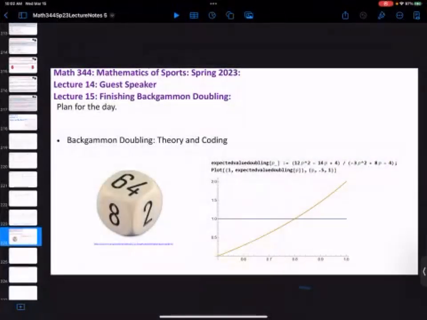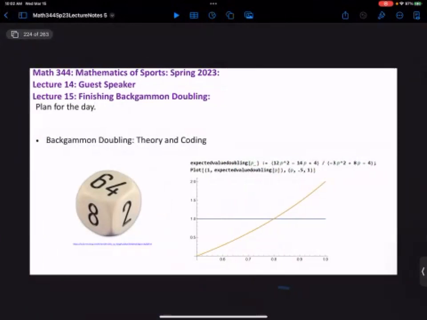All right, so welcome to Math 344. This is lecture, I believe, 15. And what I want to do today is finish the backgammon doubling problem, and then we'll move on to something else after spring break.